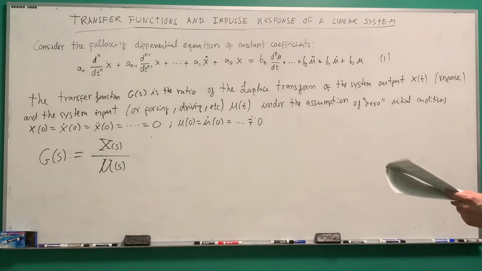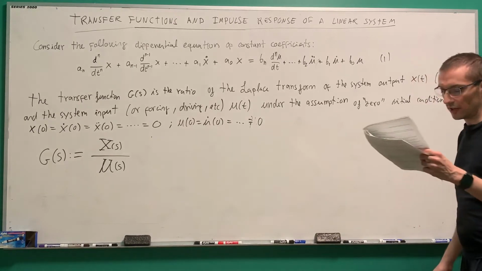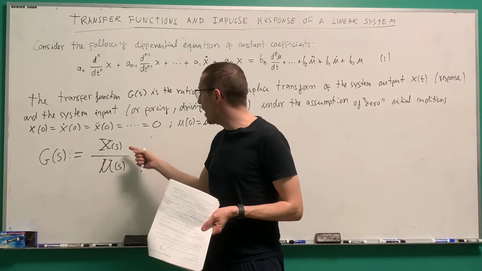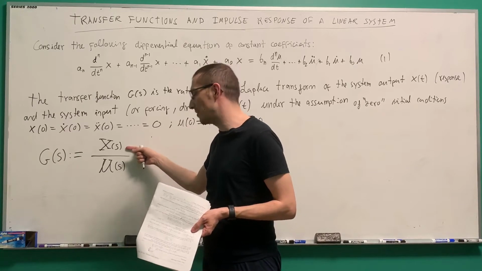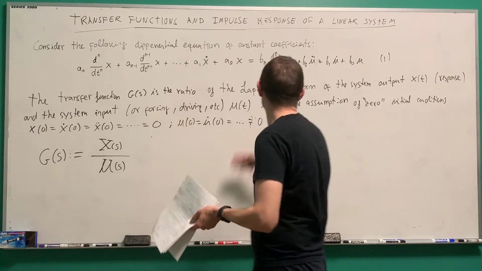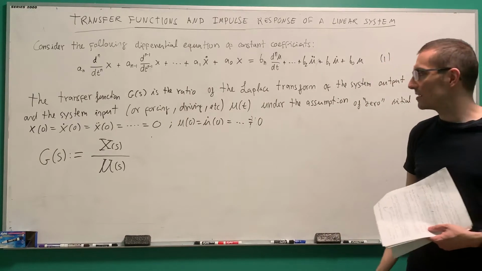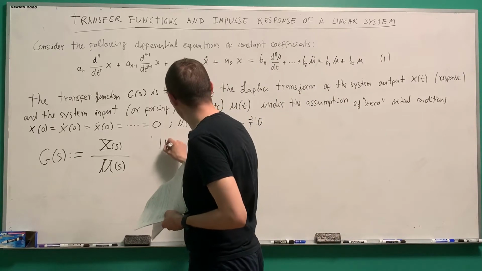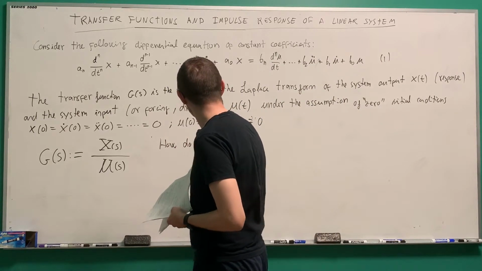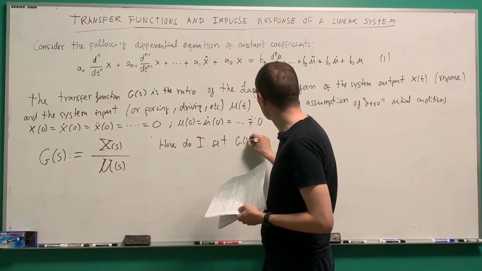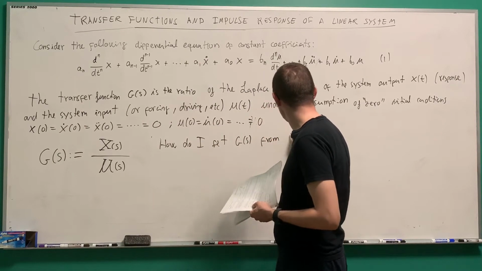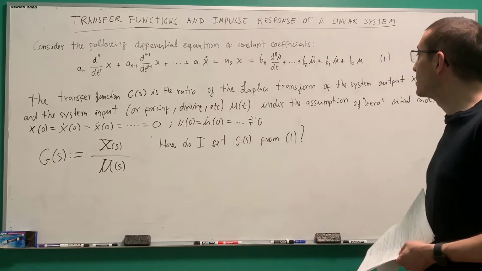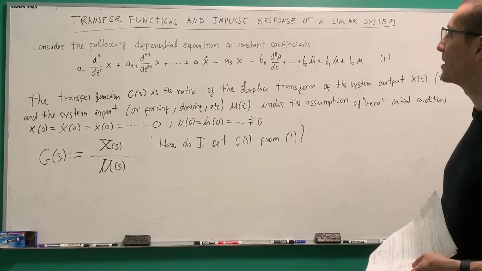All right. So, to get the response function here, if I look at the definition, it looks like I'm going to have to find x, then find X of s, and then find U of s by transforming. That feels like a lot. But not really, because we don't have to do it. How do I get G of s from 1? That's the question. To see how, let's Laplace transform both sides of the equality.